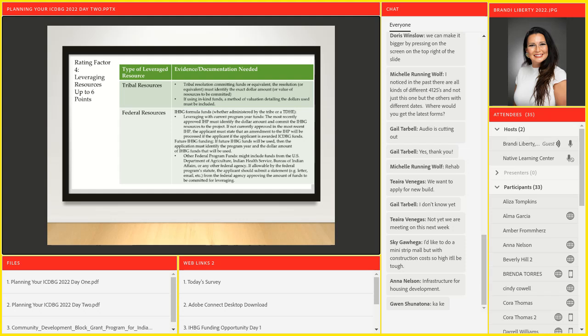Obviously, ICDBG just came out a week ago, so you may not have included that. And now you're deciding to apply, and so you just need to put a statement in there that you anticipate amending that IHP if you are awarded the project.